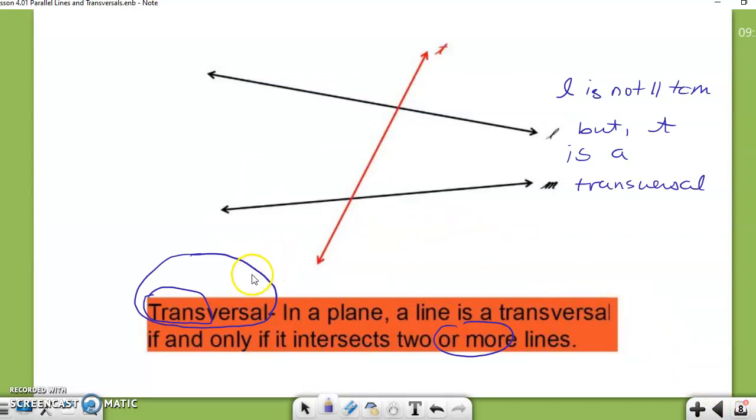Okay, another term is transversal. I want you to think about the prefix trans, like transatlantic flight would mean to cross the Atlantic Ocean, or transpacific flight would be to cross the Pacific Ocean. So a transversal in a plane, not an airplane, a geometric plane, is a line that is a transversal if and only if it intersects two or more lines. Now here L is not parallel to M, but line T is a transversal because it crosses both line L and M.